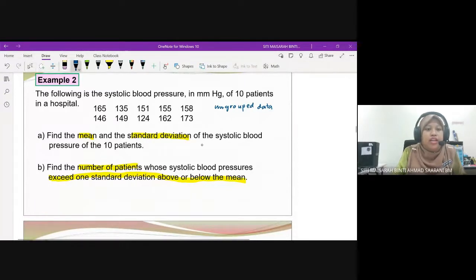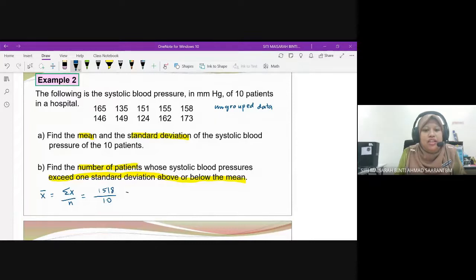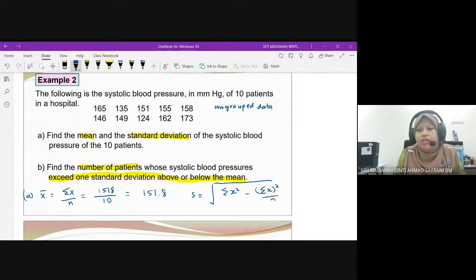Okay, so the mean X bar is sum X over N. So what is sum X? N we already know, it was given as 10. Sum X is 1518. So the mean is 151.8. Can the calculator read it? Okay, and then continue to find S. S is the square root of sum X square minus (sum X) square over N, over n minus 1.